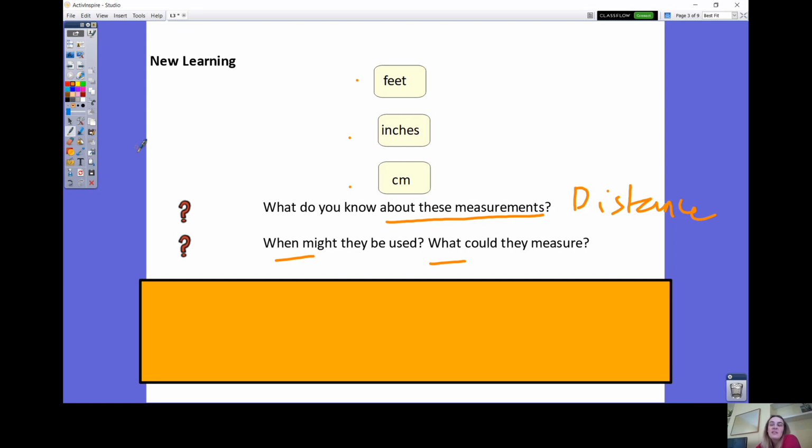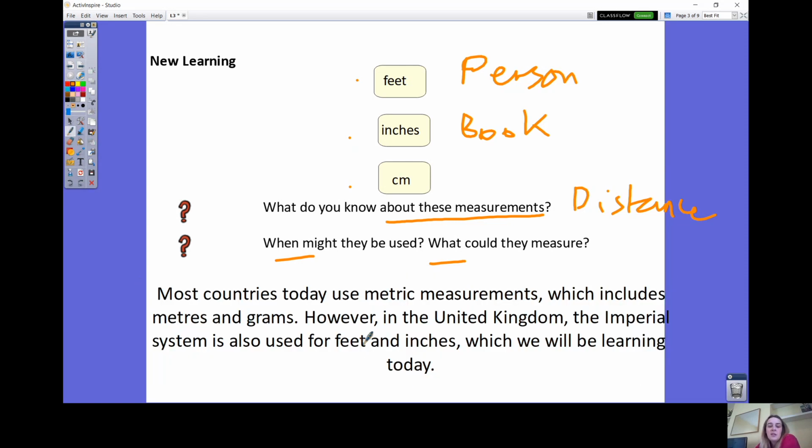When they might be used, so centimetres might be used for something small like a rubber, inches perhaps for a book, and feet might be used to measure a person or a distance between 2 objects outside, so for example a car and a shop or something like that. But what could they measure, and which one are metric and which one are imperial? So moving away this here now. Most countries today use metric measures, and this includes things like metres, centimetres and grams, but in the UK the imperial system is also used for feet and inches, which we'll be learning about today.